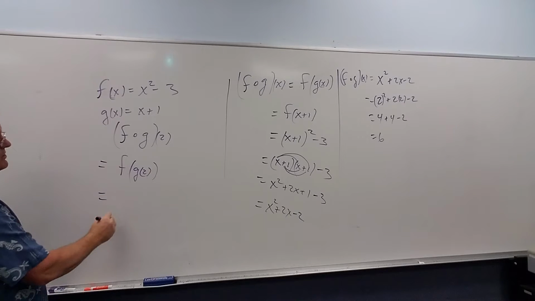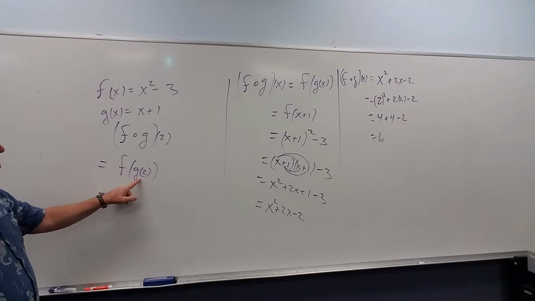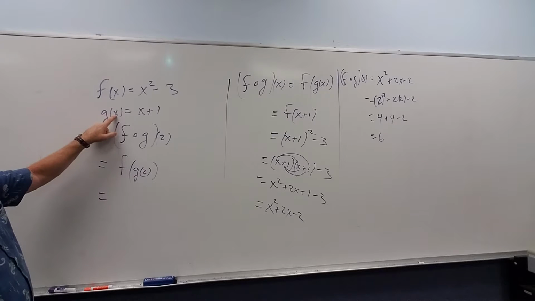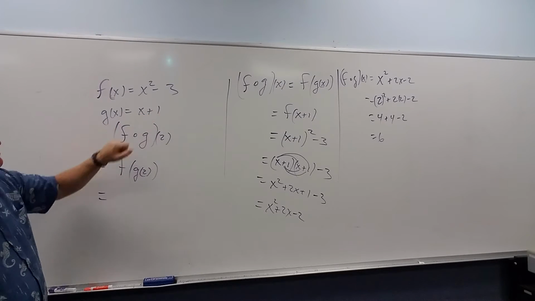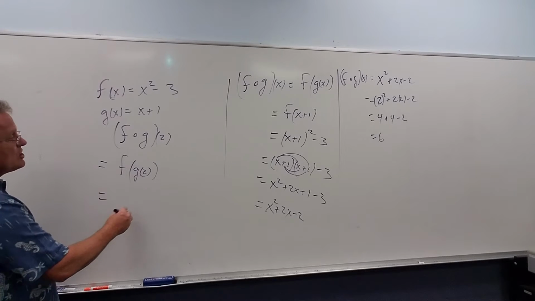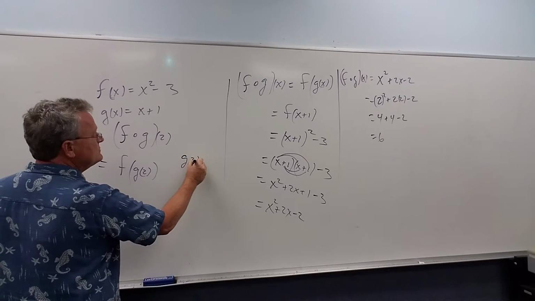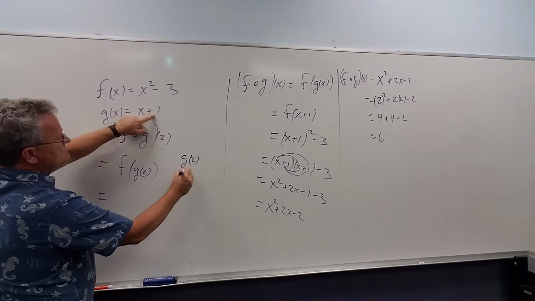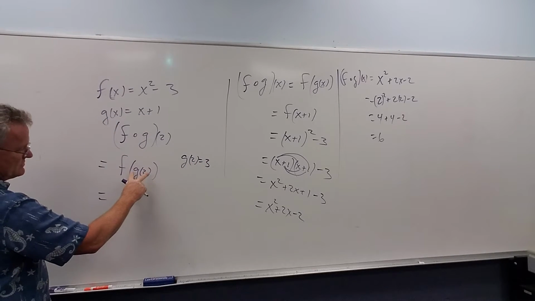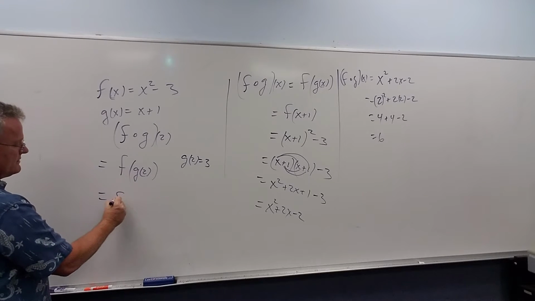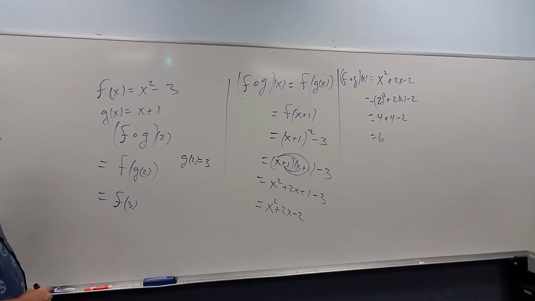What is g of 2? Well, this means we go back to g, and wherever there's an x, I plug in 2. We get 2 plus 1 is 3. So g of 2 is 2 plus 1, which is 3. G of 2 is 3, so let me plug in 3 right there, because that's what it's equal to.